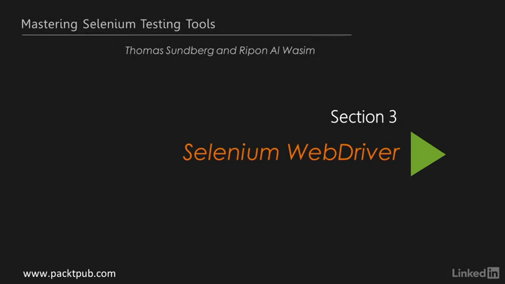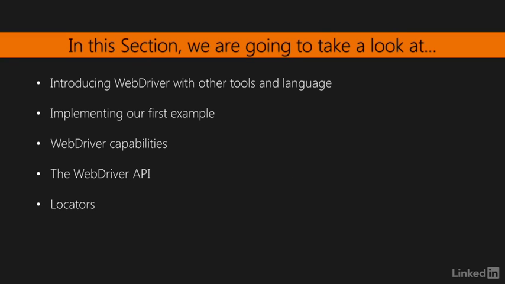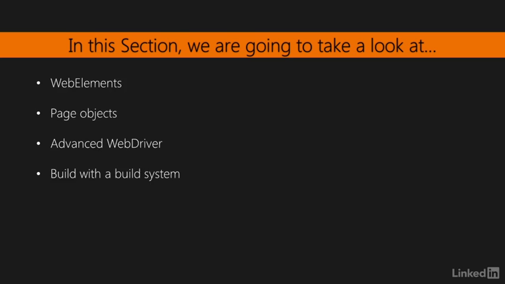Welcome to the third section of this video course, Selenium WebDriver. We will look at WebDriver in this section. WebDriver is a library that will allow us to control a browser from a programming language, such as Java, C#, Ruby, Python, Perl, PHP, and much more. Python, Perl, and PHP I have abbreviated as 3P.